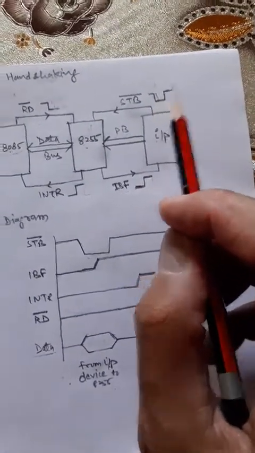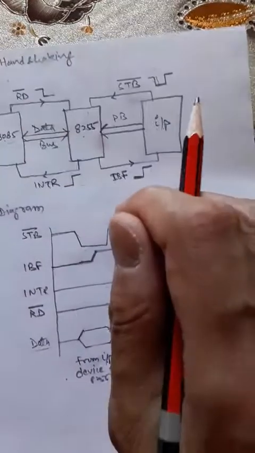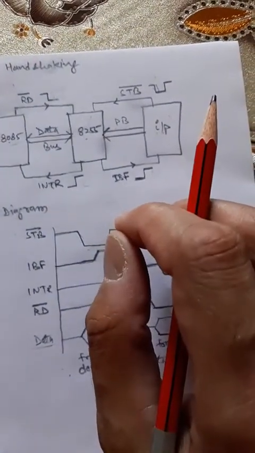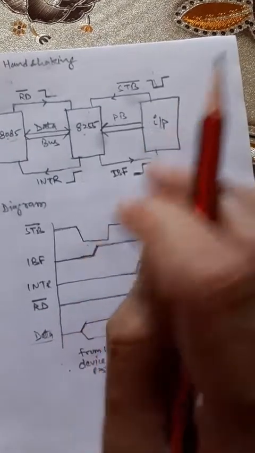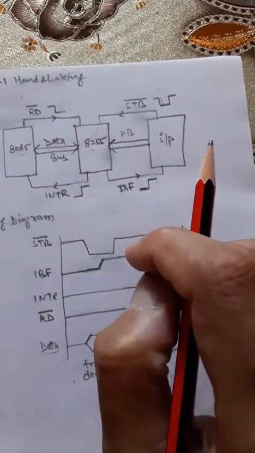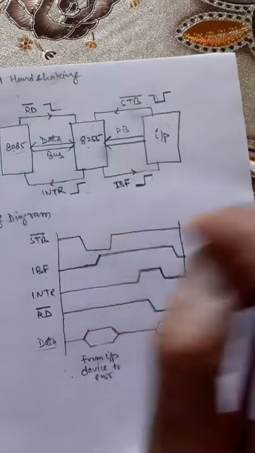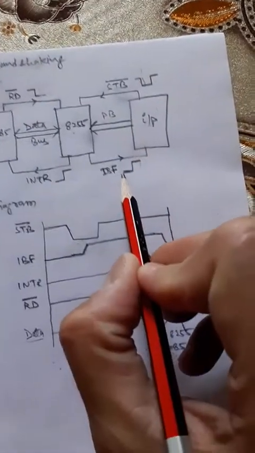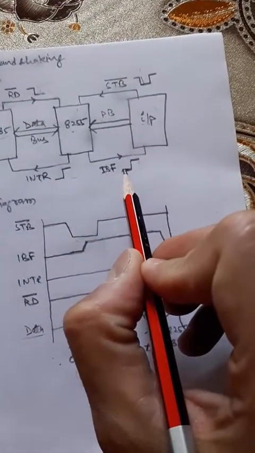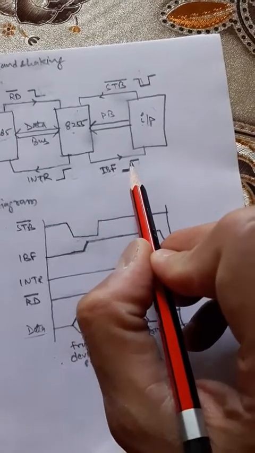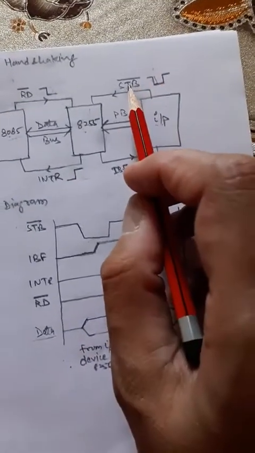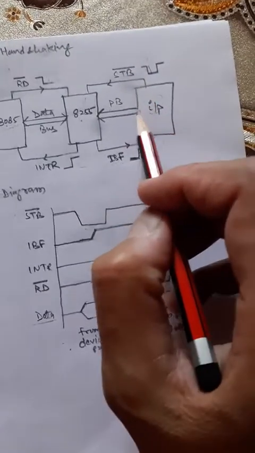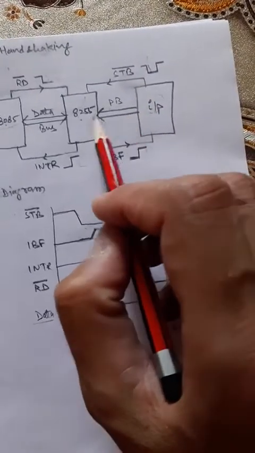In communication, whenever we want to send data to any device, first we need to inform that device that we are sending the data, otherwise that data will be treated as garbage data. So by seeing IBF low, meaning 8255 is ready to receive the data, the input device will first send the strobe signal, and then it will send the data through this port.